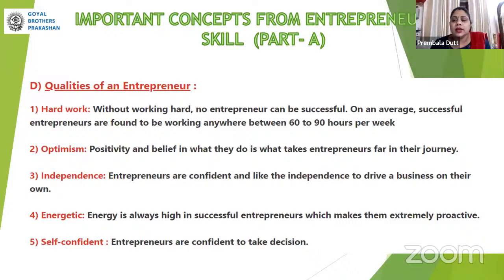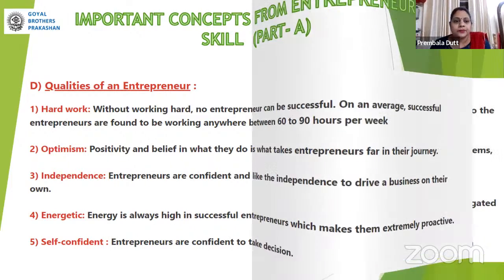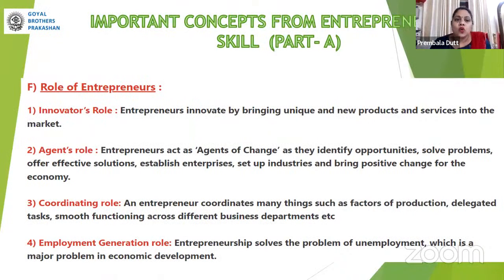Always they should not write such qualities in a paragraph way, because the more they write in pointers by specifying each point, the more readability there is and examiners immediately give full marks for the same. Instead of writing a paragraph, they should be trained to write in points. Then what is the role of an entrepreneur? It should be told as an innovator, as an agent, as a coordinating role, as an employment generation role. These points are very important and most generally this type of question is put up in the exam from part A.